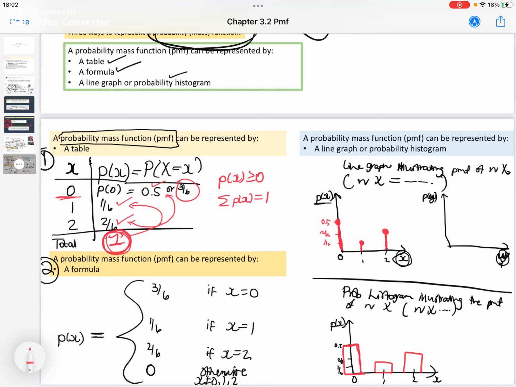So I can ask you in a test or anywhere to define or represent it either using a table, or as a formula, or in terms of graphical illustration as a line graph or probability histogram. All right, good.